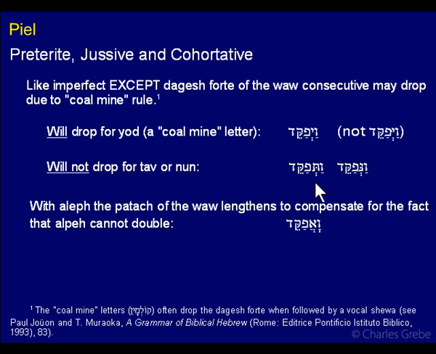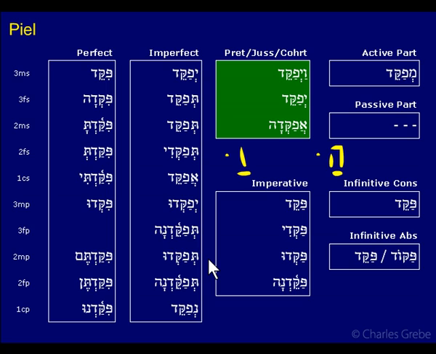With the other forms, with the tav, of course, it won't drop because tav is not a coal mine letter. If you look down here, there's no tav in coal mine. There is a nun, but in fact, I did a search for that as well. Now, of course, nun shows up down here, right?